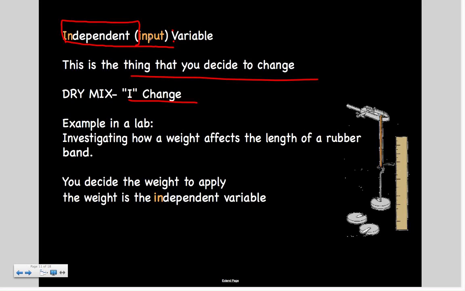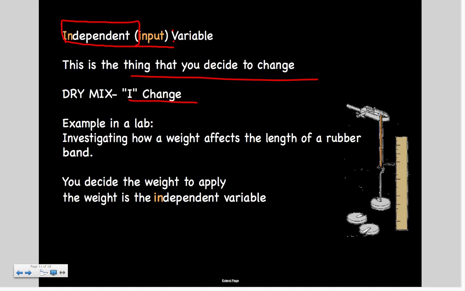The independent variable first. If you notice, I wrote the IN in orange and the input in orange. So this is to help us remember the thing that I can change. If you remember DRY MIX from 6th and 7th grade, this would go on the x-axis because it's the one I change, the independent. So the first investigation that we're going to look at to help us identify is how does weight affect the length of a rubber band?